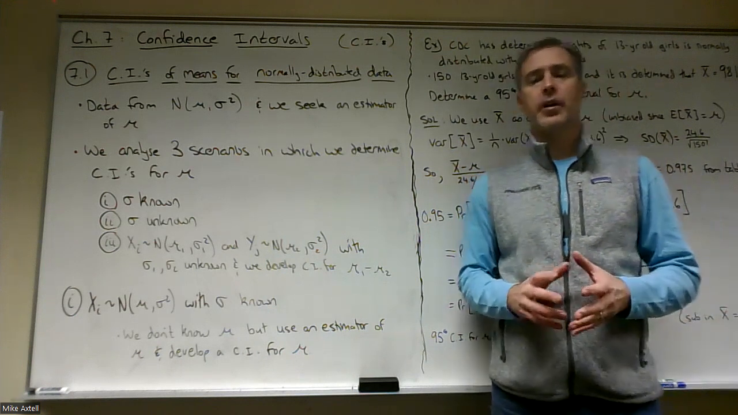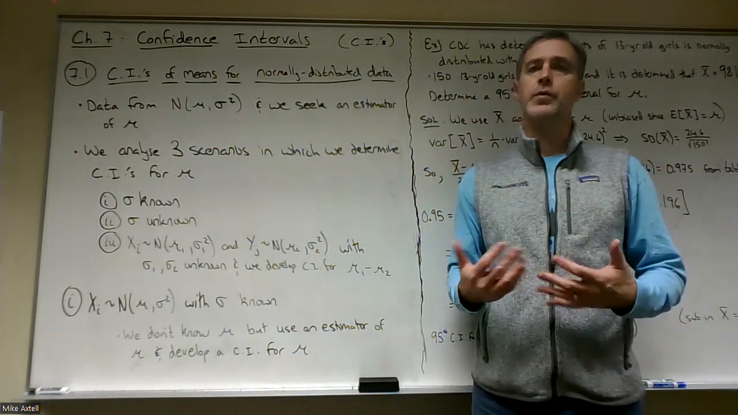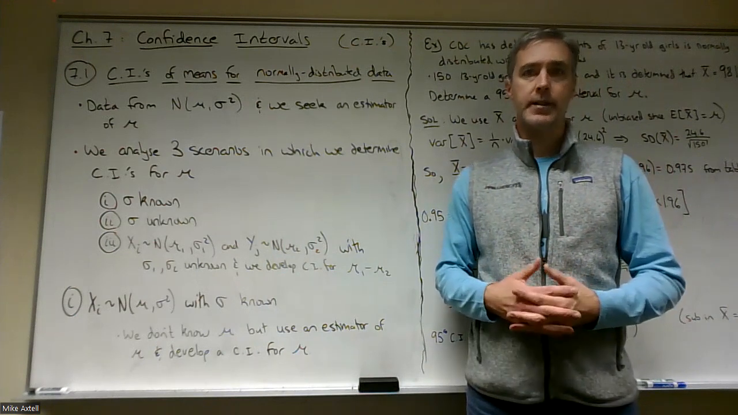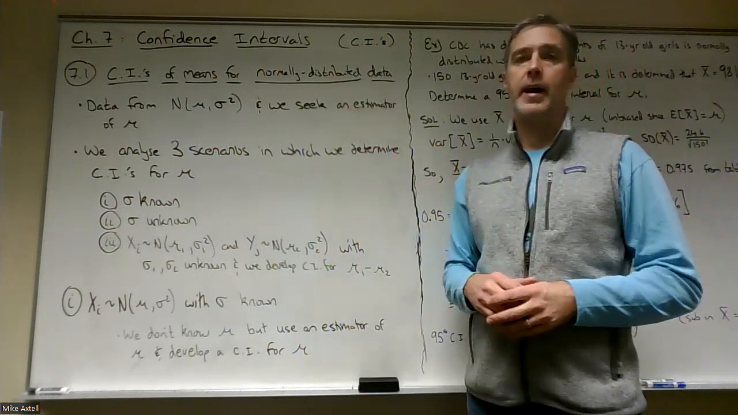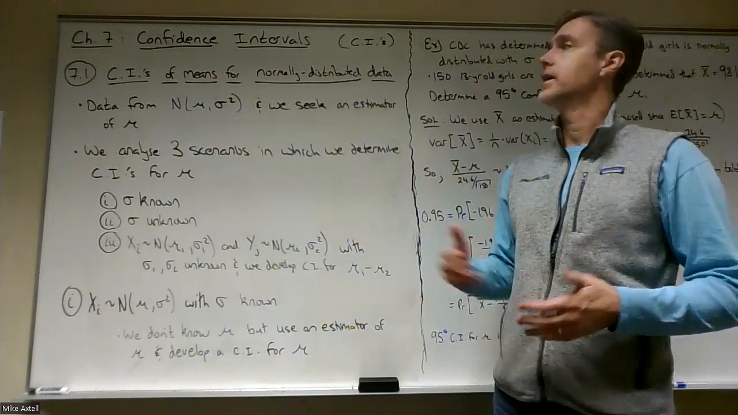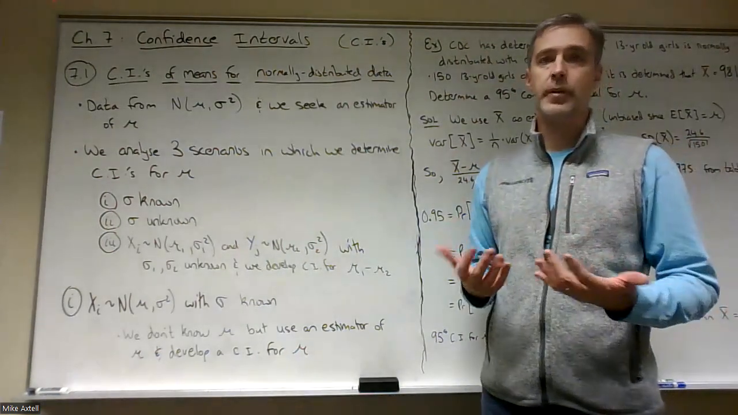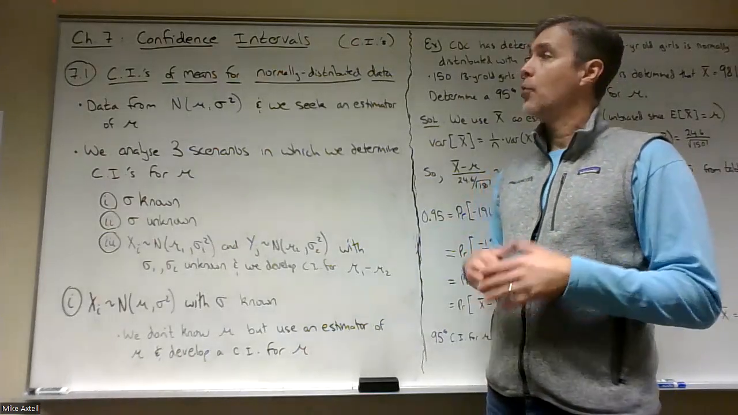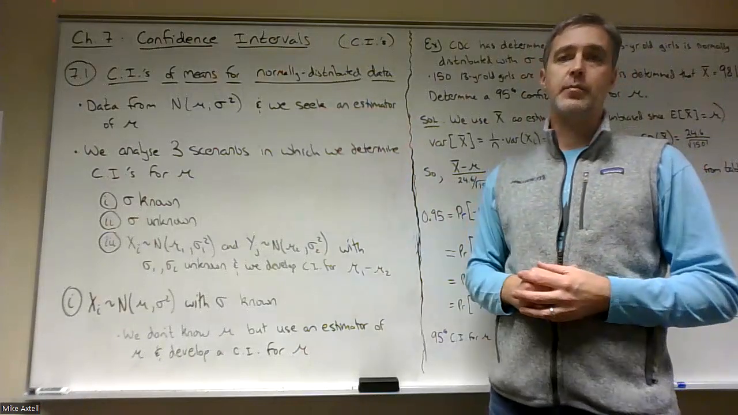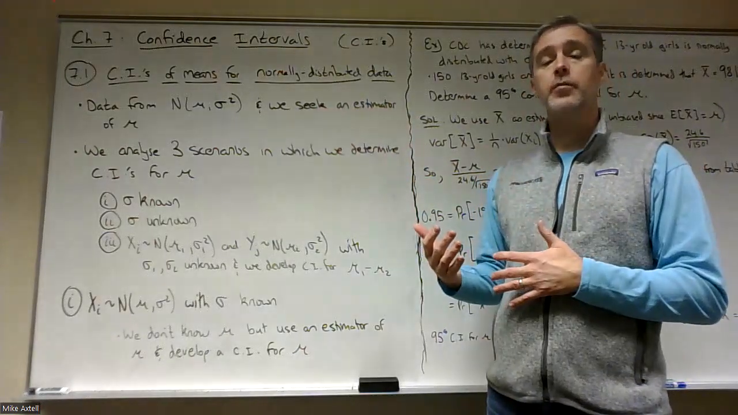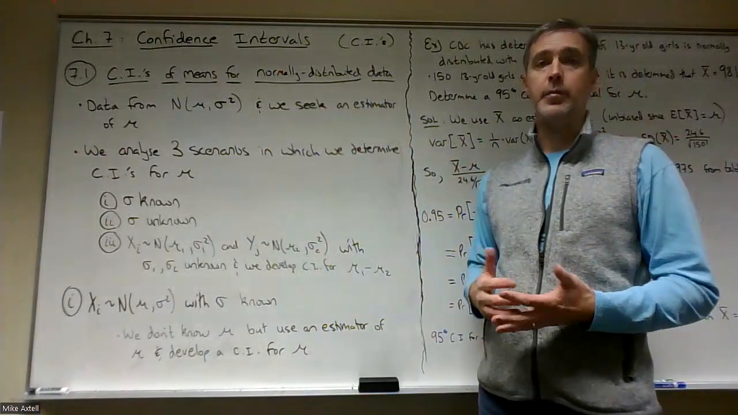So in chapter 7, we're going to really get into confidence intervals, and we're going to look at a variety of scenarios where we can calculate these confidence intervals. In section 7.1, we're going to look at calculating confidence intervals when our data is coming from normally distributed data, okay? And we're going to seek a confidence interval for the population mean mu. So we're going to have an estimator for mu, and then we're going to use that to calculate a confidence interval for the population mean mu.